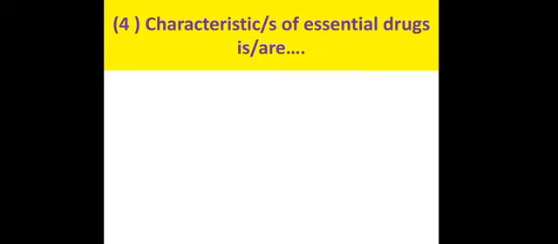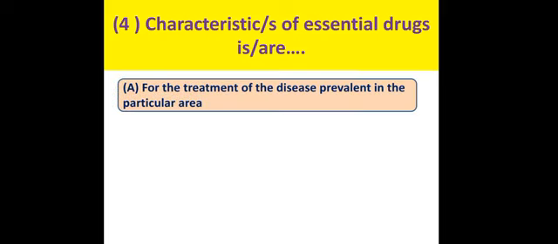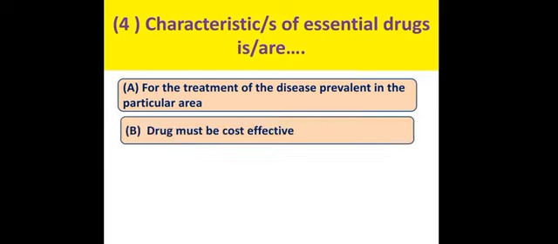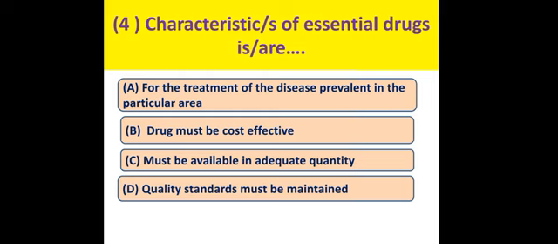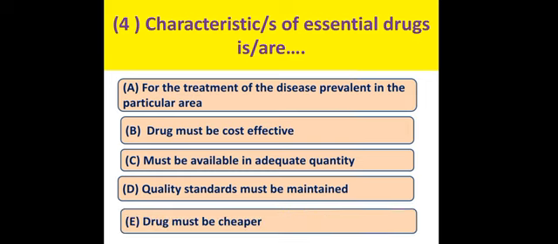Question 4. Characteristic of essential drugs is or are. As I have told you, there may be more than one correct answer. For the treatment of the disease prevalent in the particular area, drug must be cost effective. Drug must be available in adequate quantity. Quality standards must be maintained. And last option, drug must be cheaper.